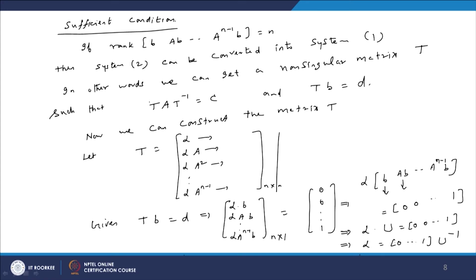Now, we have to check whether T A T inverse is in the form of C or not. We got T B equal to D, which we have already solved. Now, if you put it here, will it give a matrix in the form of C? So, now to check if T A T inverse equals the form of C matrix, that can be easily proved here.